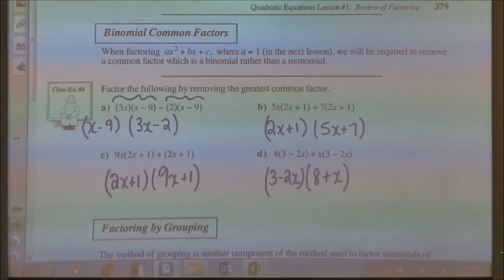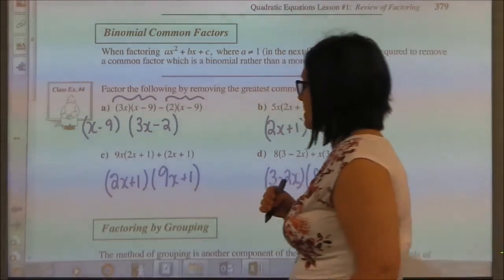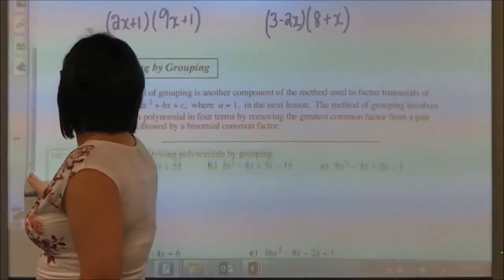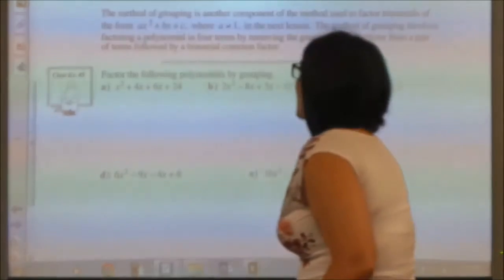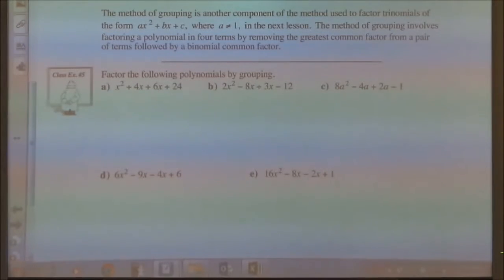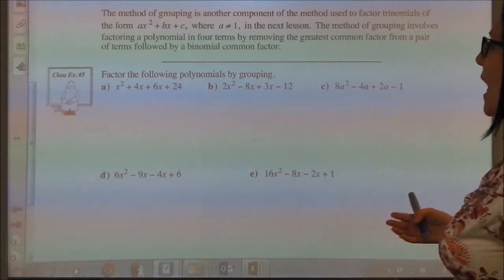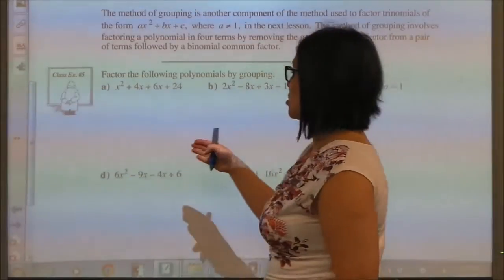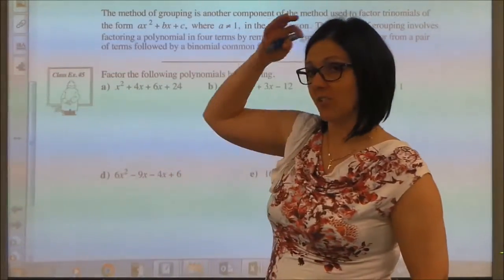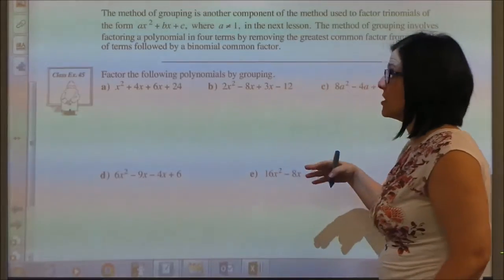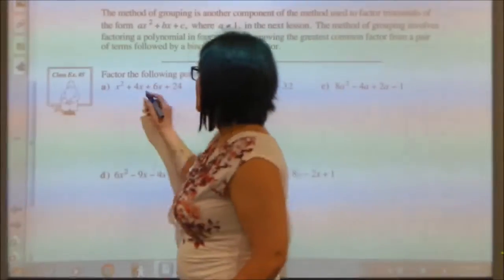The final type of factoring we're going to look at for this lesson is grouping. Grouping works when I have 4 terms. What I can do is split up my 4 terms, factor what's common out of each, and then look to see what happens from that. So I'm just going to jump into class example number 5 and show you what this looks like. So I have 4 terms.